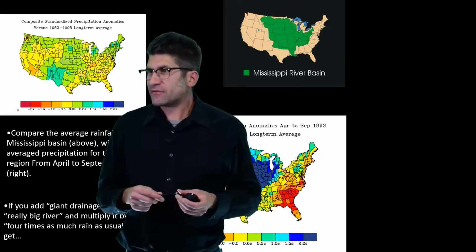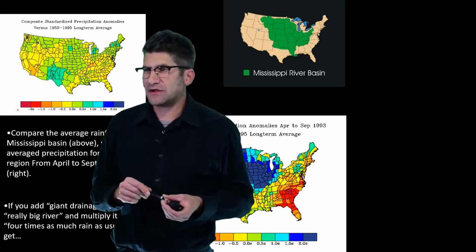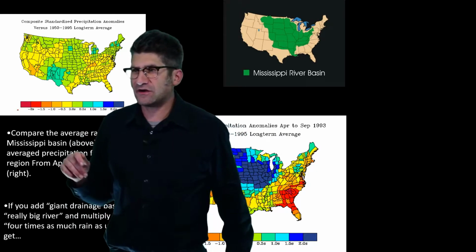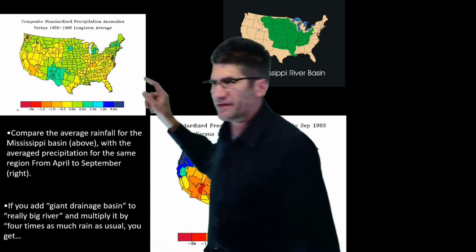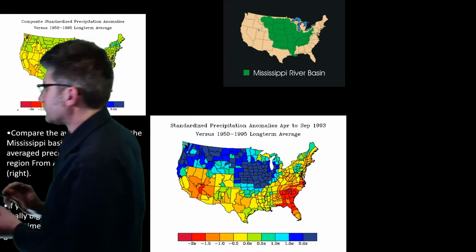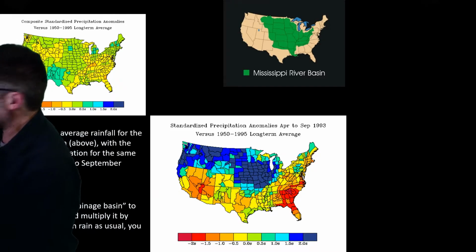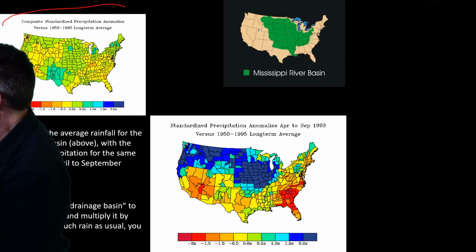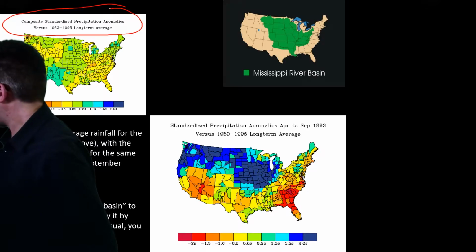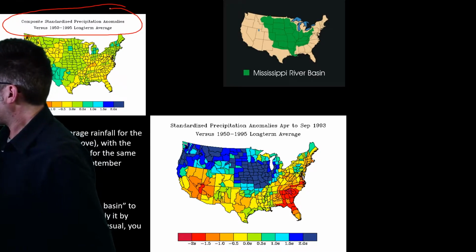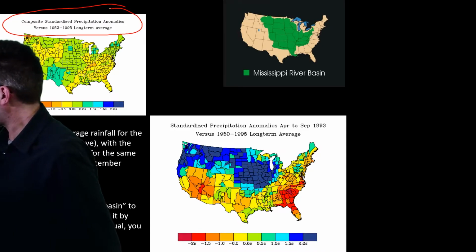So what we're looking at here are some comparative values of rainfall for the Mississippi River Basin. Okay, so up here on our first graph, we're looking at precipitation anomalies. 1950 to 1955. This is our long-term average.